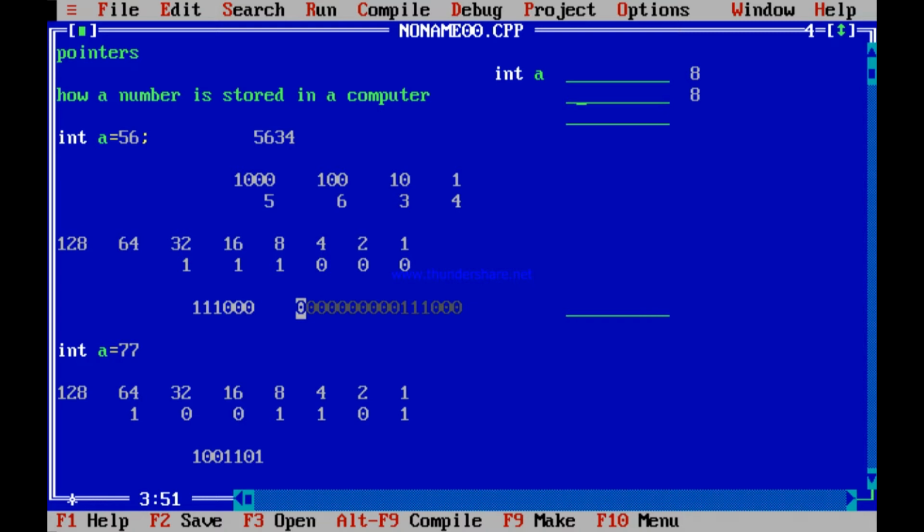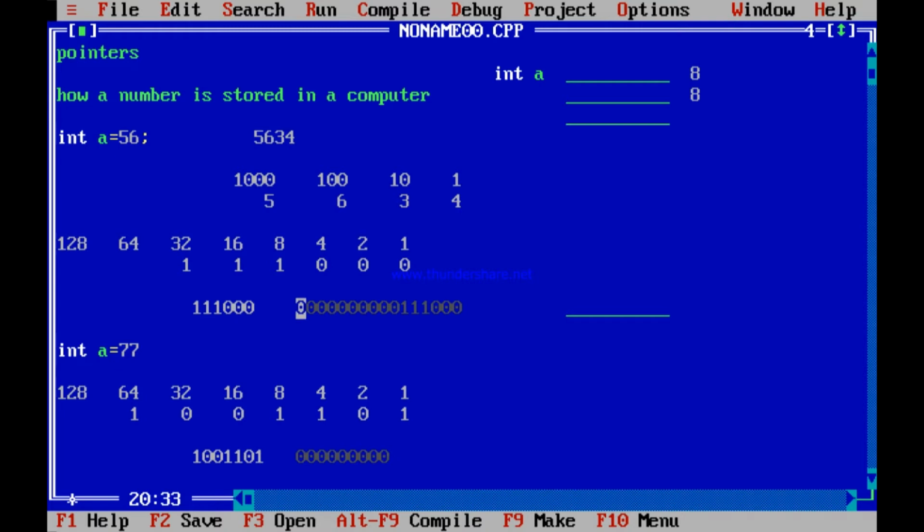0000000000111000. This is how it is stored. Suppose somebody says int A equal to 77. How do you store 77? 1001101. So 7 bits are used up, 3 and 4, 7 bits used up. So out of 16 bits, 9 more bits remain.